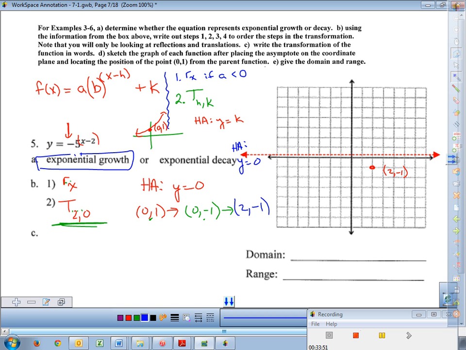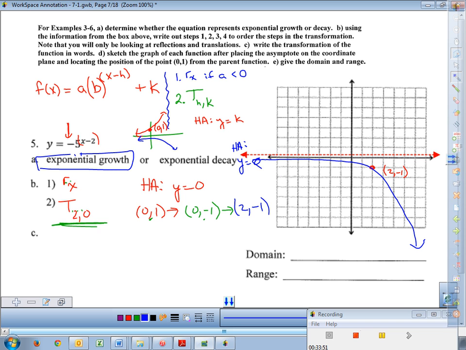And you can even go to your basic sketch over here and see what it should look like first and sketch that. It should look like this, right? Shouldn't it look like that? And now just make sure you go through that point. Tricky, tricky, tricky.